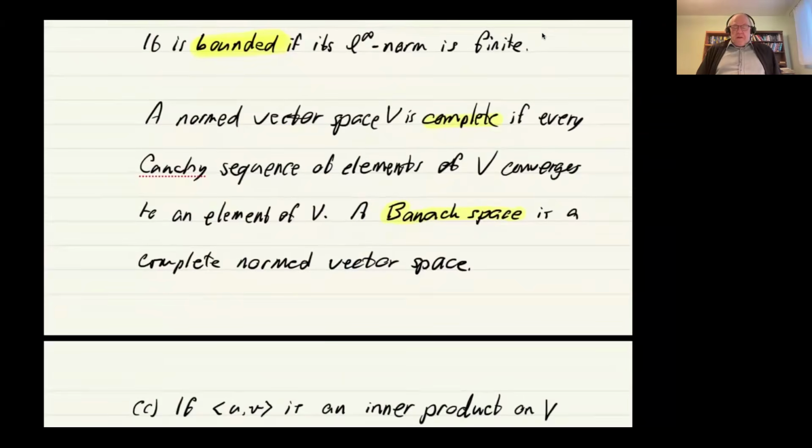Now, a normed vector space is complete if every Cauchy sequence of elements of V converges to an element of V. And a Banach space is just another name for a complete normed vector space. You've probably never worked in a normed space which wasn't complete, so I don't know that we need to worry too much about that. The standard example: we're generally working with complex vectors of length n, and that is a normed space and it is complete. We'll see others as we go.